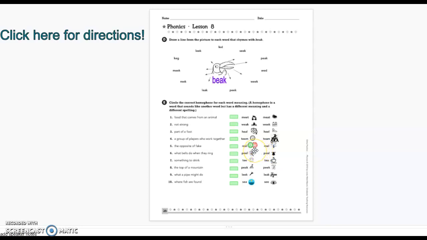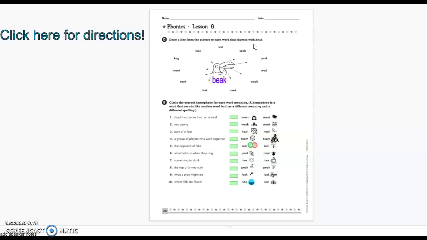Okay, everybody, so today I'm going to explain to you how to complete these lessons. So we're continuing our unit in long E and how we can make the long E sound sometimes with one E, sometimes with two E's, sometimes with E and A, and then sometimes with Y. So letter D says draw a line from the picture to each word that rhymes with beak.